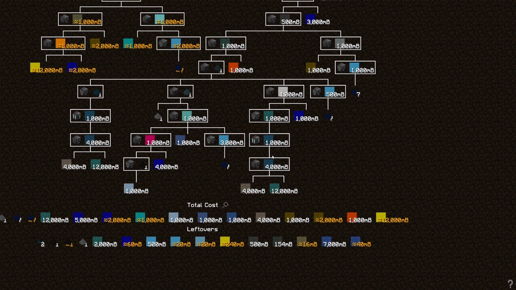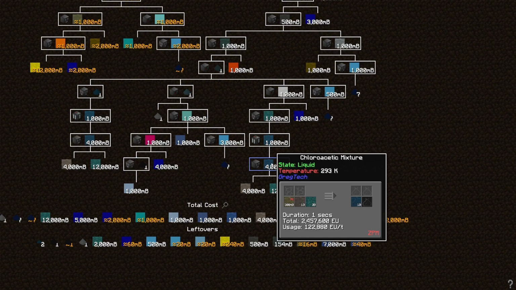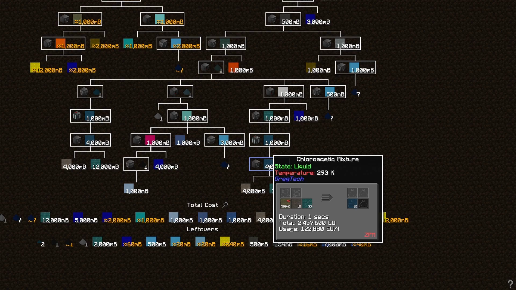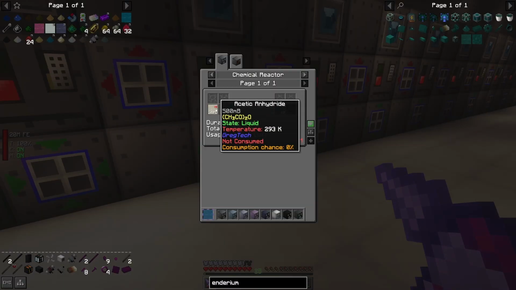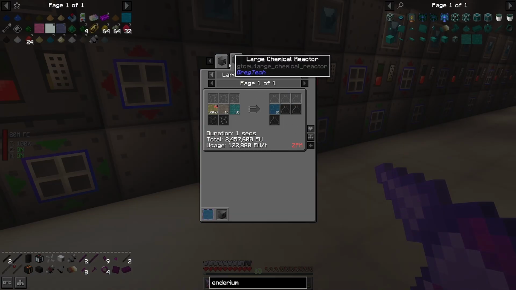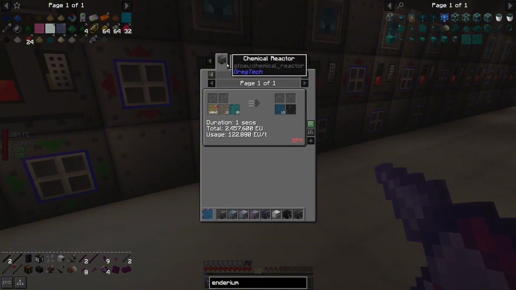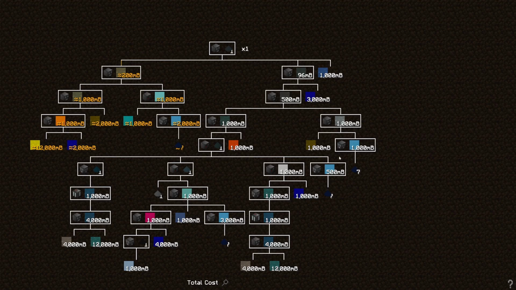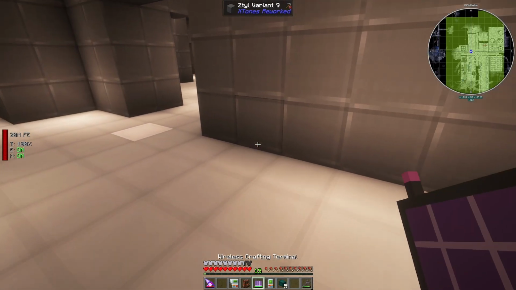Now, our chloroacetic mixture here is going to need some acetic anhydride, but thankfully that's non-consumed. So we're going to need to get that. And then acetic. Yeah, there we get the mixture right there, and that's LCR. Yeah, so that's ZPM, and I'm pretty sure all of these are ZPM.